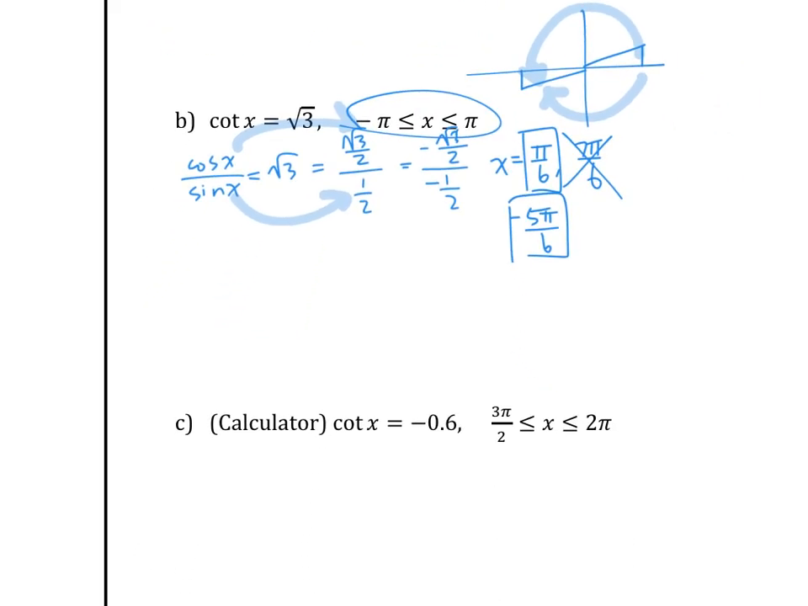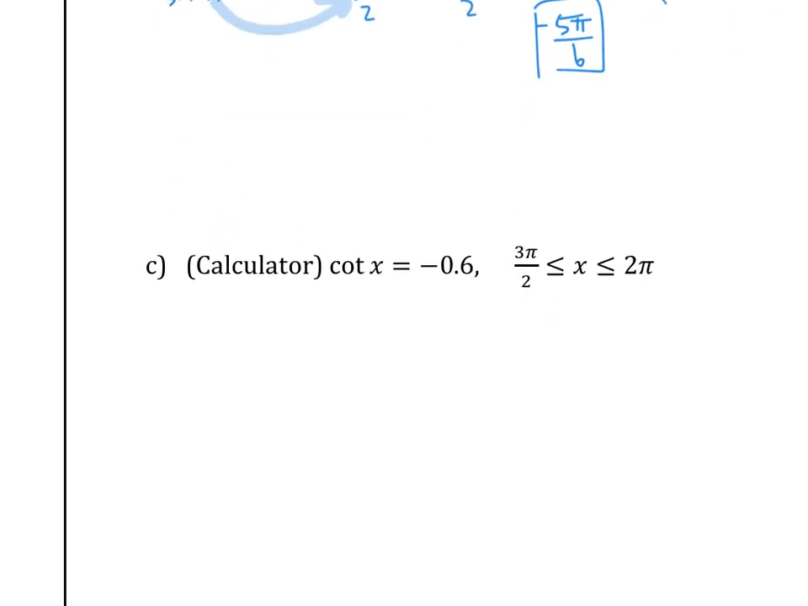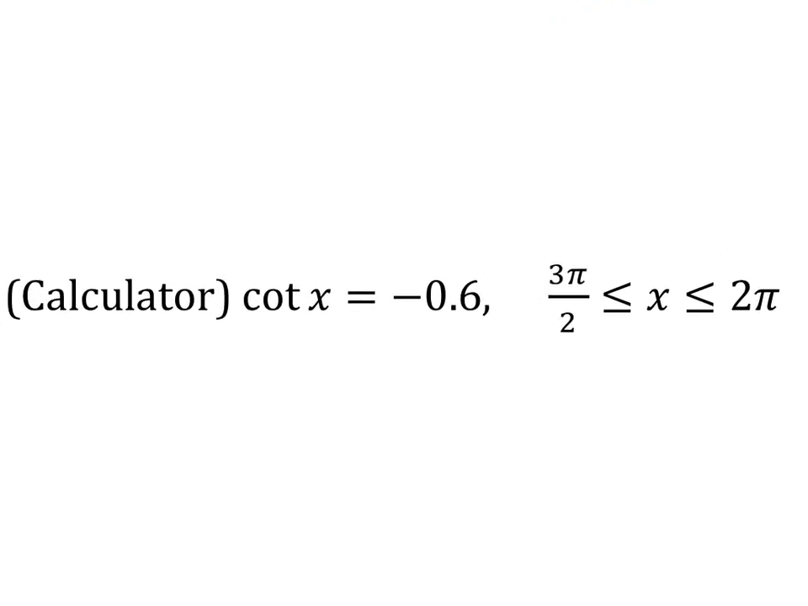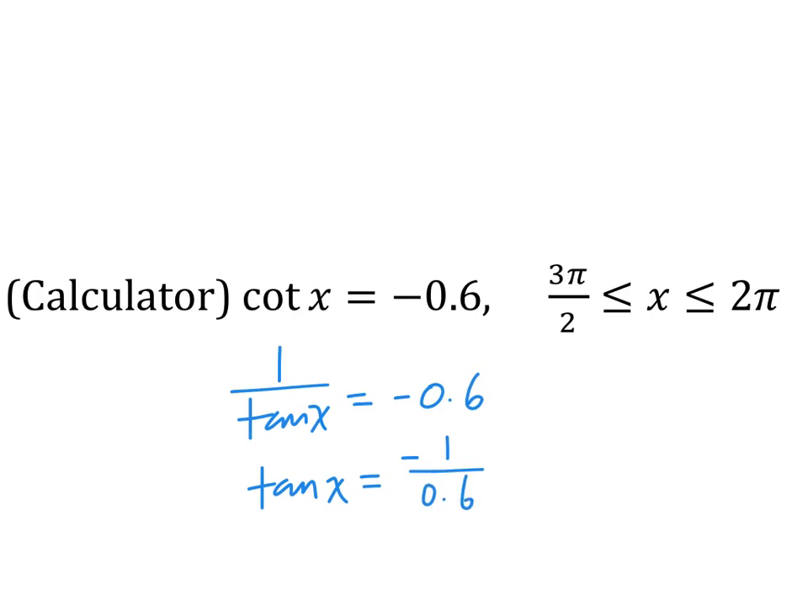Maybe. Okay, last one, calculator. Let's see what time it is. Okay, calculator. Cotangent x is negative 0.6. Cotangent is not on the calculator, so what should we do? Break it down, but since we're using the calculator, we want to do it faster. Yeah, 1 over tangent is equal to negative 0.6. Okay, I'm going to use my trick. Tangent is equal to negative 1 over 0.6.